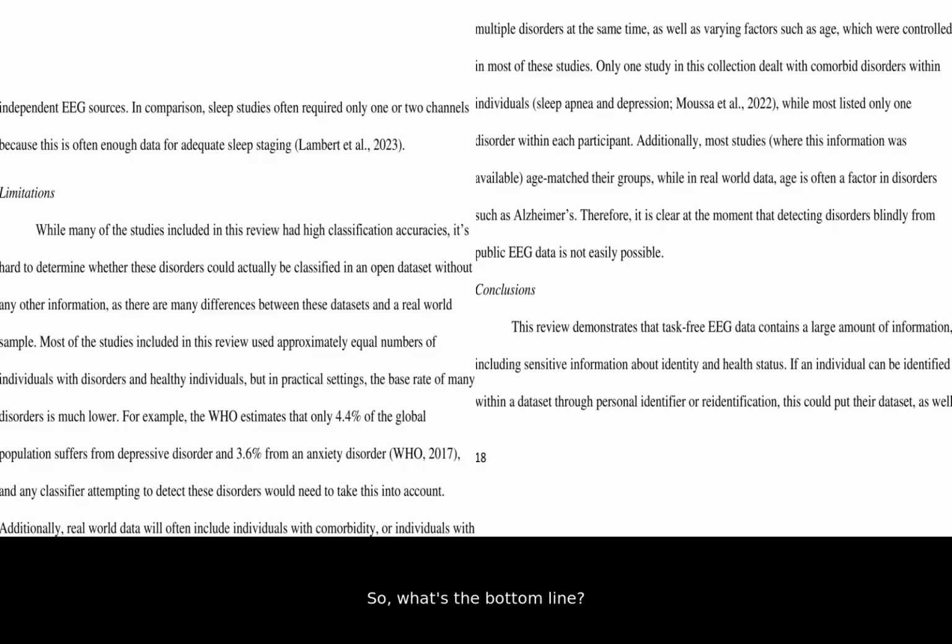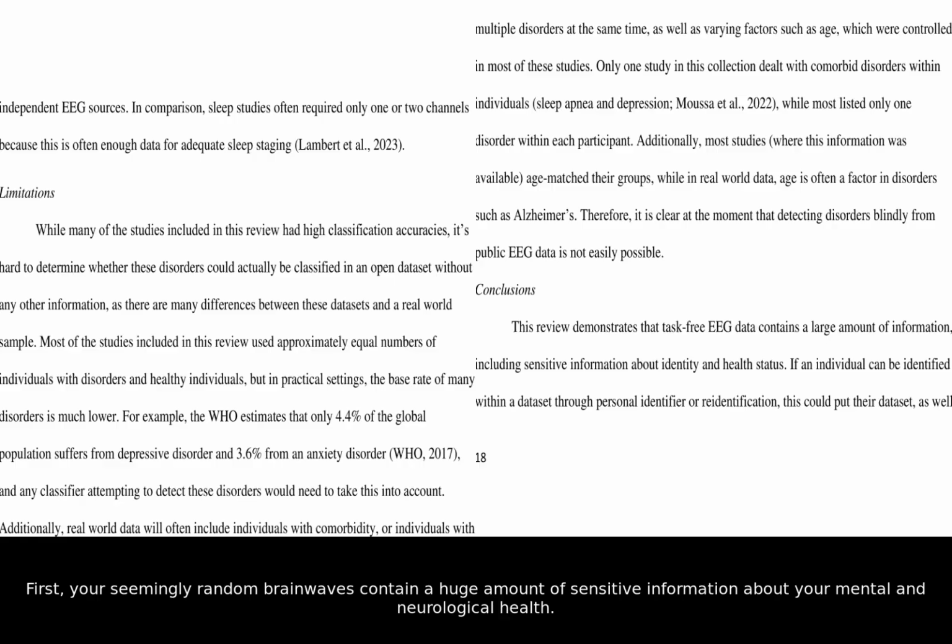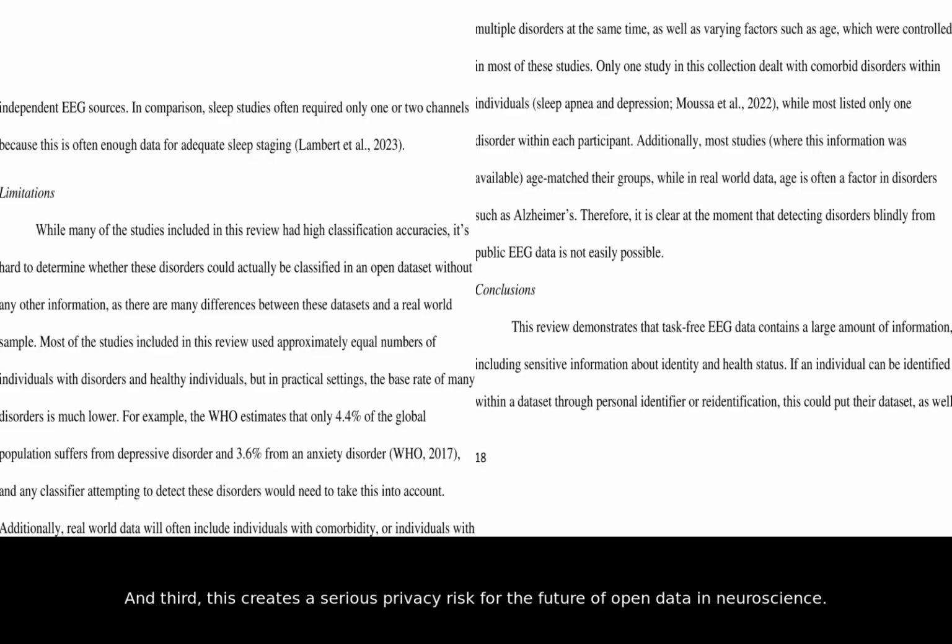So, what's the bottom line? Let's recap the key points. First, your seemingly random brainwaves contain a huge amount of sensitive information about your mental and neurological health. Second, modern AI is already capable of extracting this information with high accuracy, sometimes from very short recordings. And third, this creates a serious privacy risk for the future of open data in neuroscience.